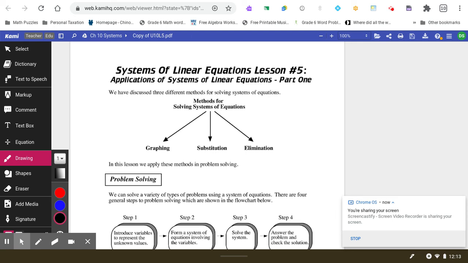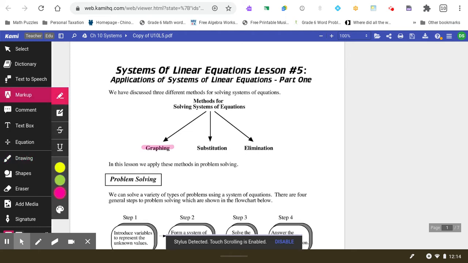Okay, so you have learned all the ways of solving a system. We have done it in 3 different ways. Here they are, graphing. So you would plot the lines in your calculator, see where they intersect, and that one point of intersection would be the solution to the system.